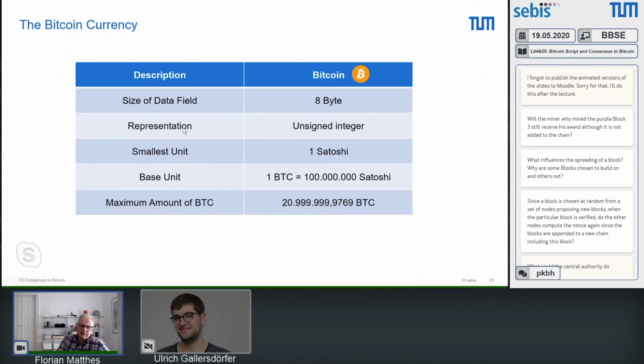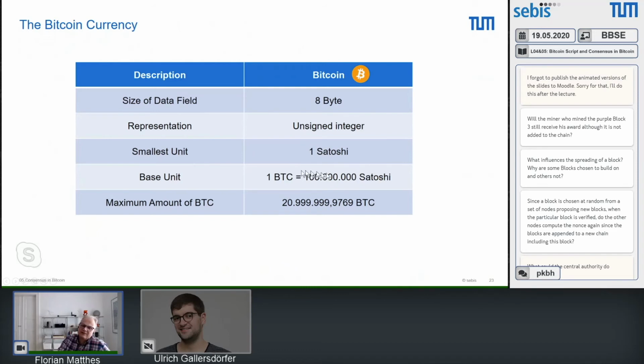The currency is represented by an unsigned integer. It's not something like 10 euro and 20 cent. It's not a fraction of a value, but all full integer numbers. And the smallest number is not one bit, but one satoshi, which is the smallest unit. That is a very, very tiny amount. The base unit is one Bitcoin, which is 100 million satoshi. That's like the convention that the euro is 100 cent.